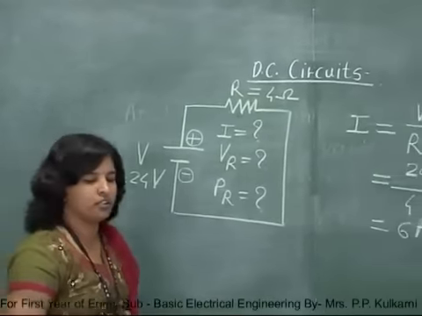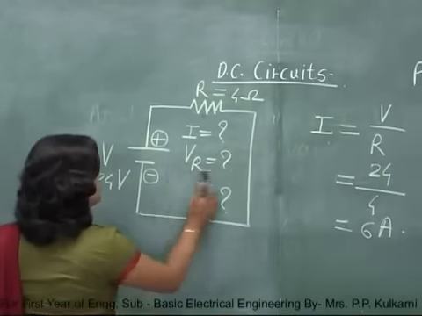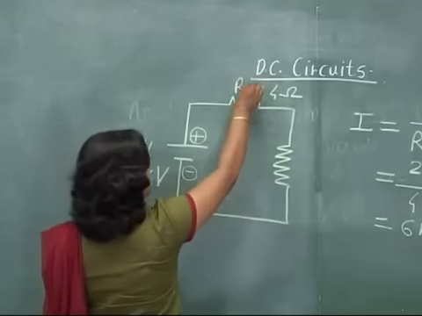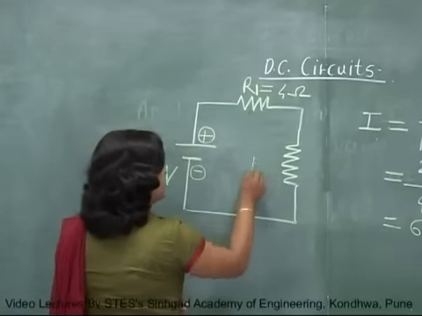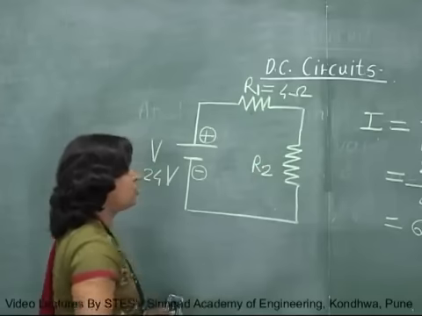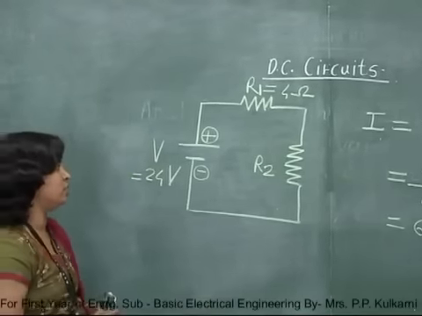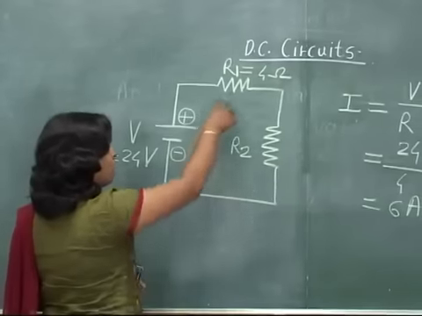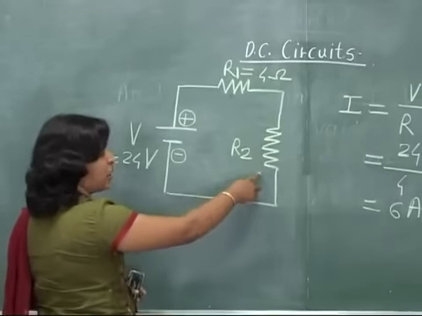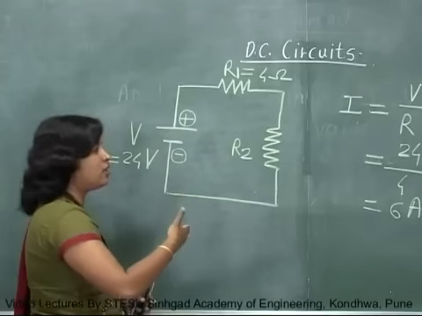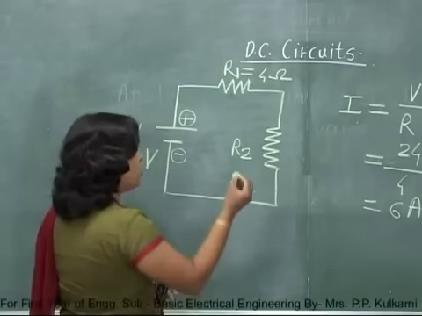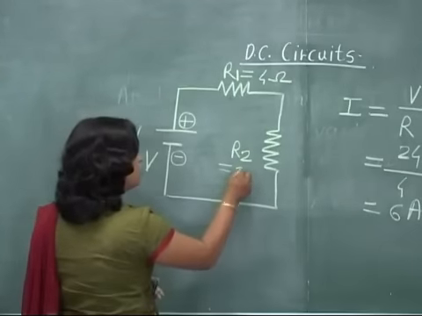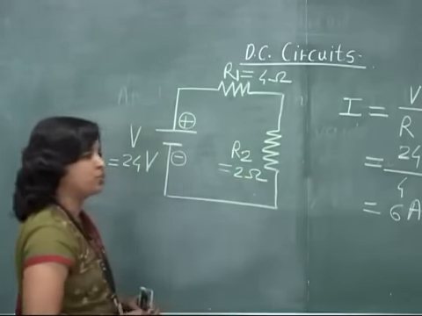Now if I add one more resistance with this. Now if I call this resistance as R1 and this resistance as, say, R2. Now the analysis of this circuit means calculation of current, voltage and power consumed by both these resistances as well as the entire circuit. Now this can be solved using, now again we can assume the second resistance as, say, 2 ohms. R2 is 2 ohms.